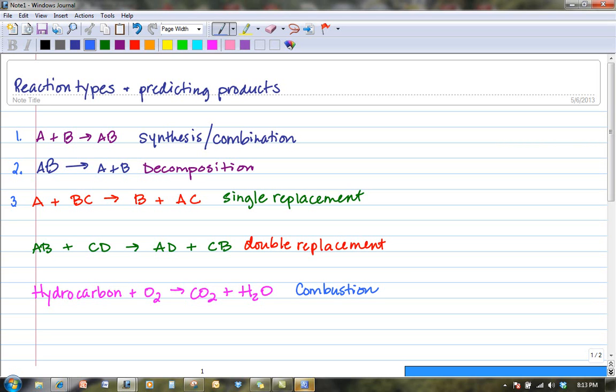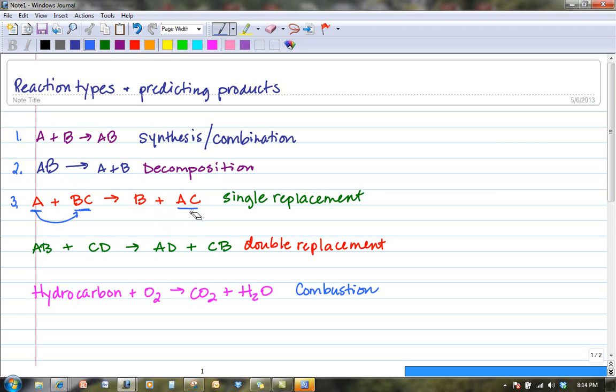The third kind is when you have a single replacement. You have an element that is joining together with a compound. And what happens is that the element, usually a metal, will remove the other metal from the compound. So that metal B stands alone on the product side, and the new compound is AC. This is called single replacement.